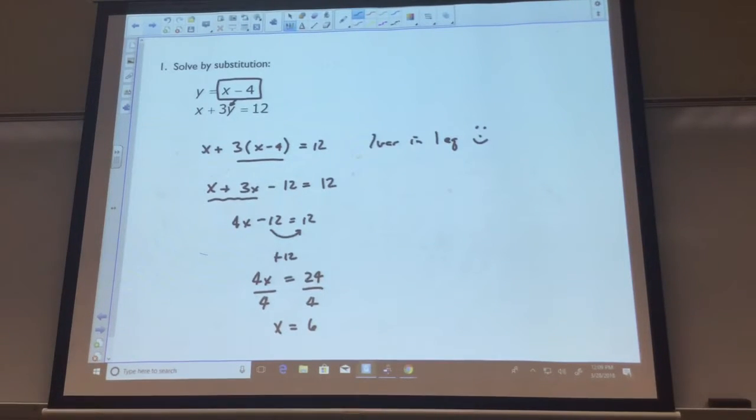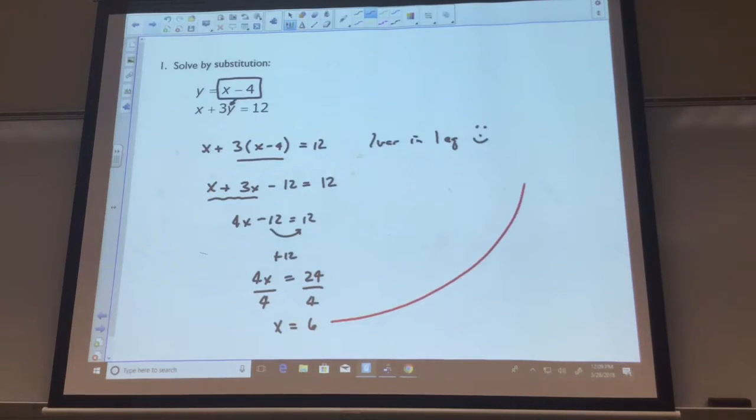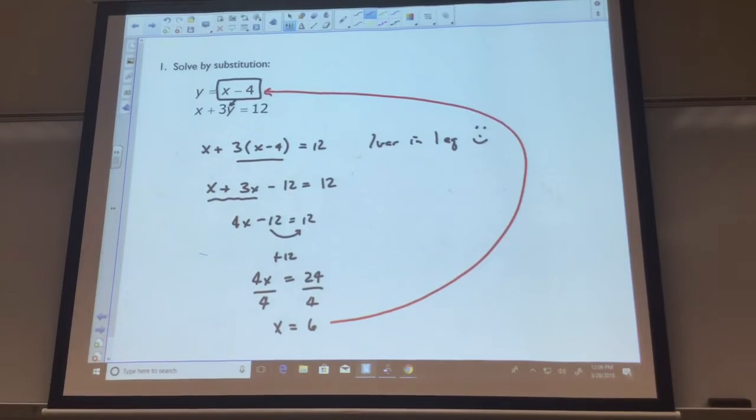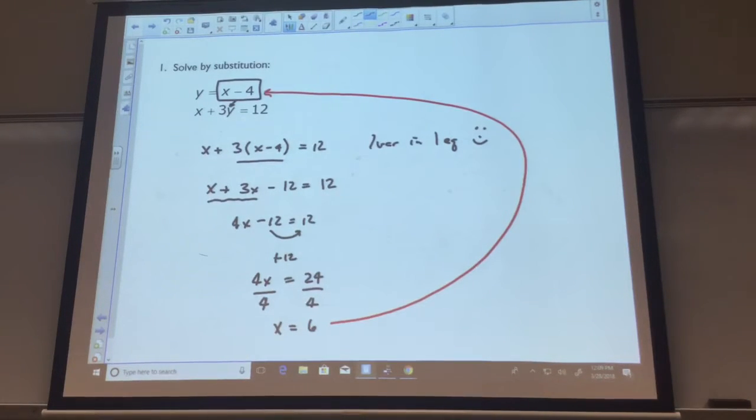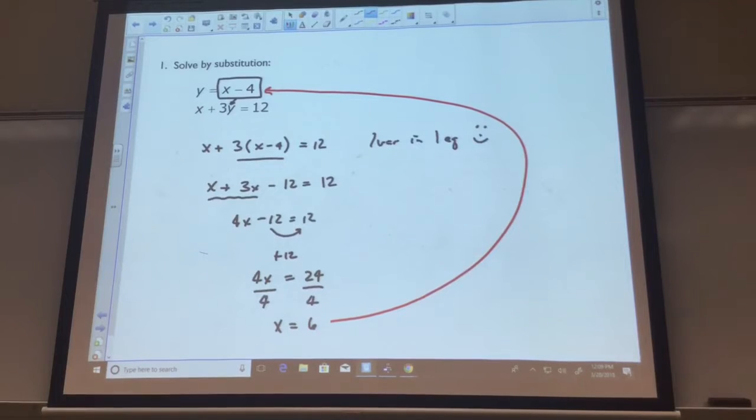Now I need to know what the y value is. Any arguments with taking it back to this equation? Which is the easier equation already, isn't it? Because it's got all the works on the right-hand side of the problem. If you wanted to, could you go to the bottom equation? Just depends upon what you want. You have choices. You just have to make them and then live with the results.